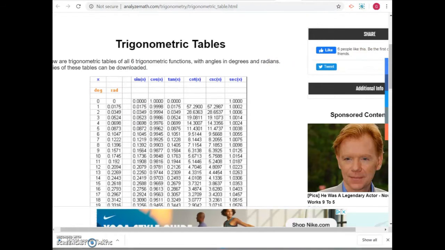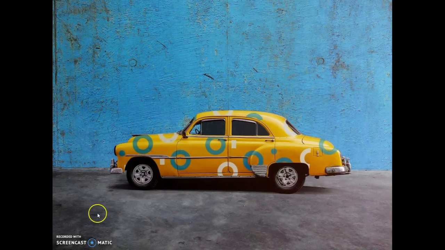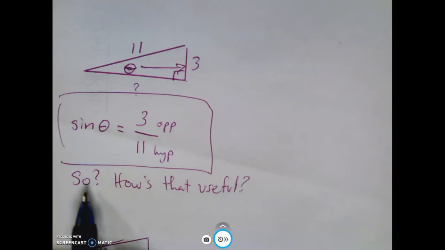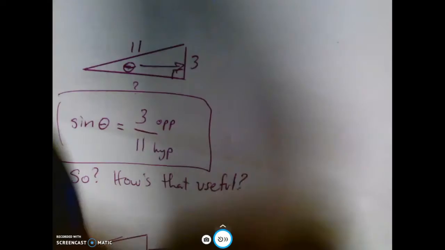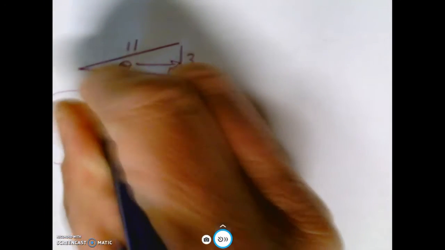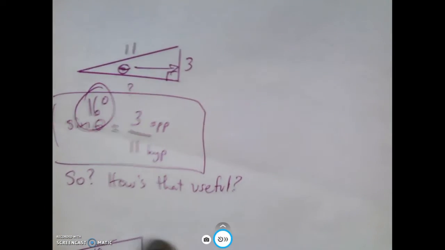All right, so let's put that down. And so again, to answer, how is that useful? If we know the ratio is 3/11, we can look it up in the table and find that's about 16 degrees. That's the angle we would have. Okay, so how is that useful? Well, there's times when you don't have all the information, and that's what we want to take a look at.